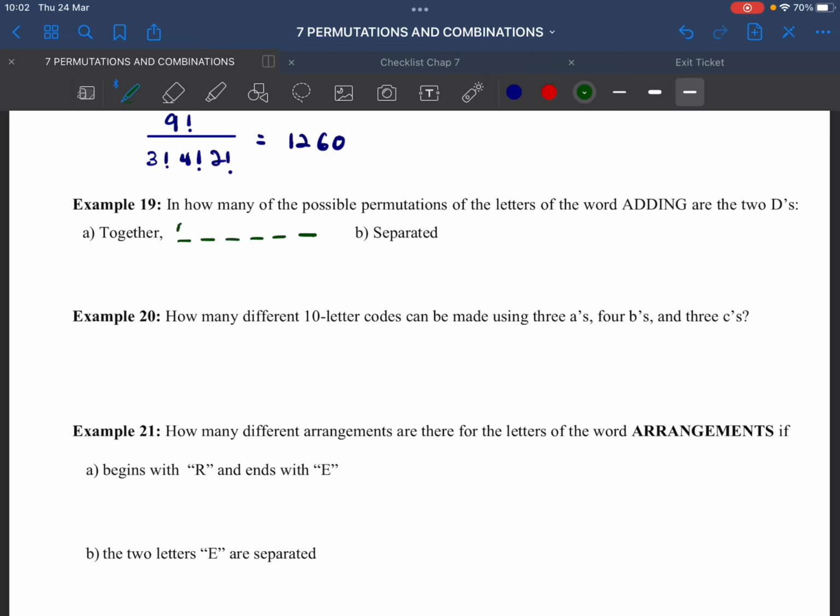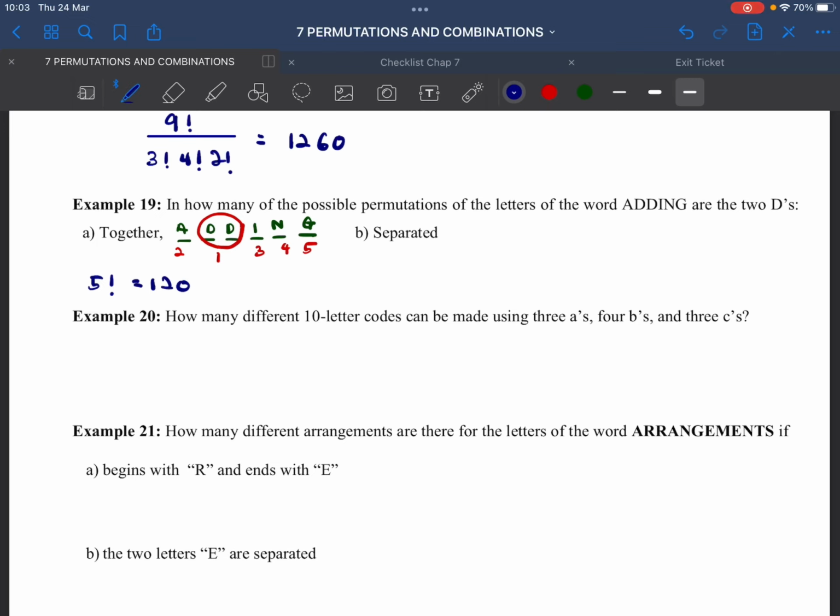Ini ialah A, D, D, I, N, G. Okay, the 2 Ds are together. Ingat saya cakap kalau together je buat circle. Okay, buat circle. So itu ialah 1. Okay, buat dia sebagai 1. Okay, and then you have 1, 2, 3, 4, 5. Okay, and straight away that's gonna be 5 factorial. 120. Okay, boleh ingat lagi sekali.